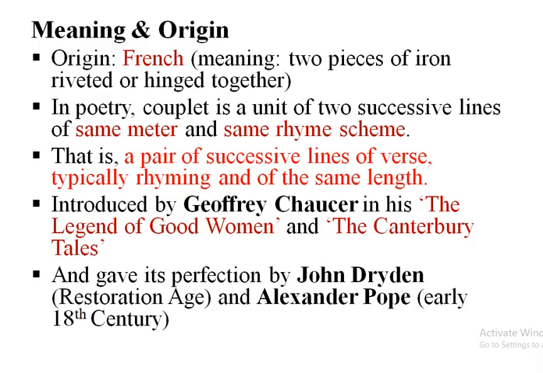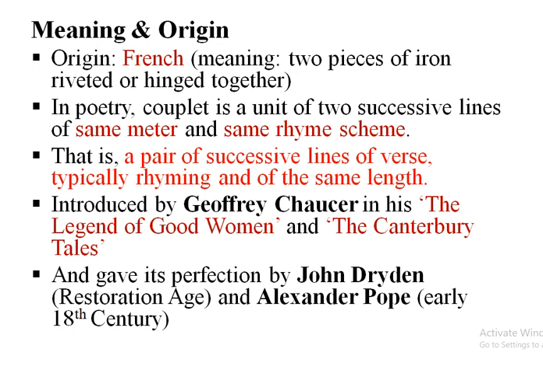The origin of this word couplet is the French language. Try to remember this. The original, literal meaning in French is two pieces of iron riveted or hinged together. A kind of symmetry can be noticed in these two pieces of iron while hinged together.